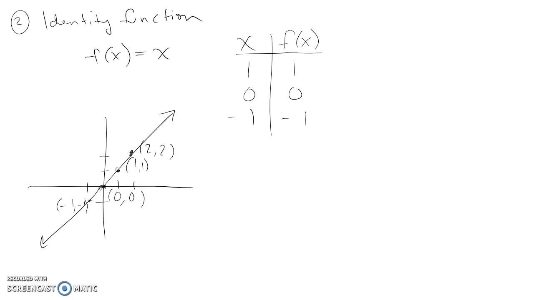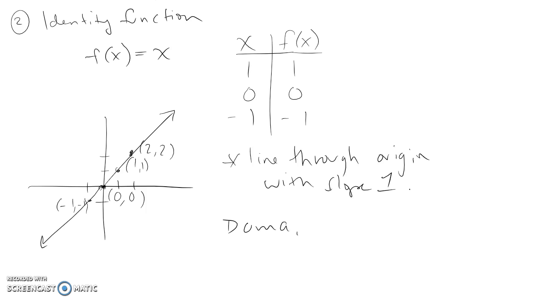So it's a line through the origin with slope 1. It's always increasing. What's its domain and range? Well, its domain is all real numbers. It is a linear function, so domain has to be all real numbers. And because every input that you put in gives you the exact same output, our domain and range are going to be the same, so that means our range is also all real numbers.